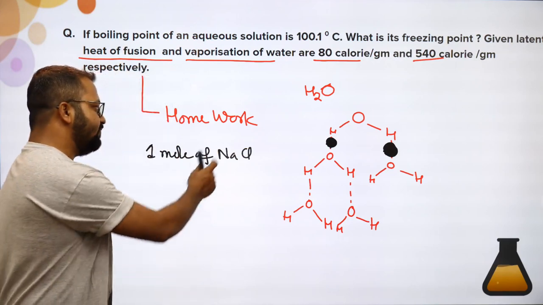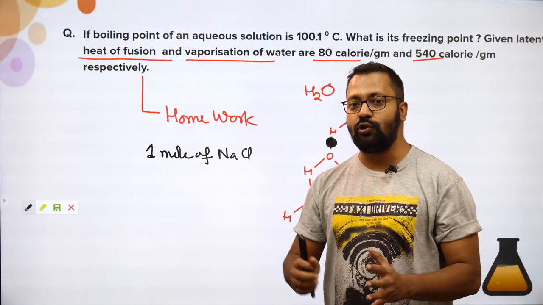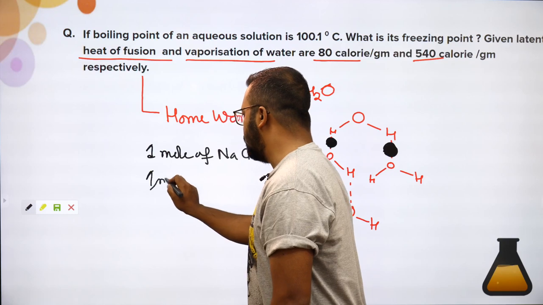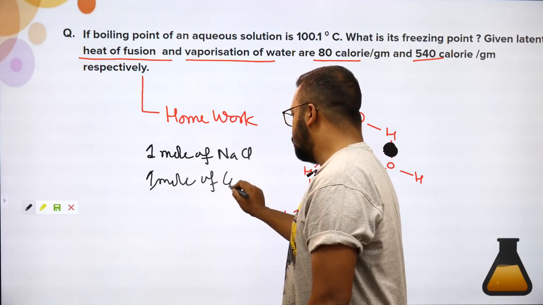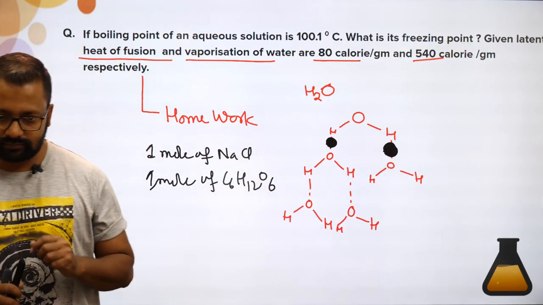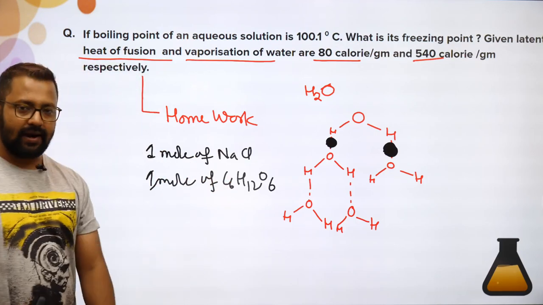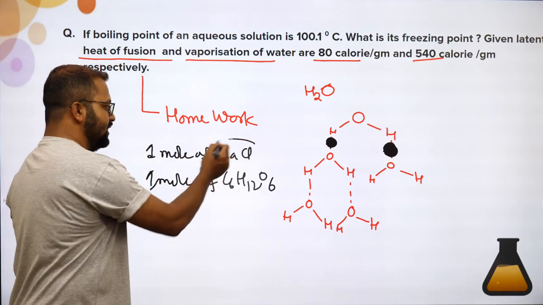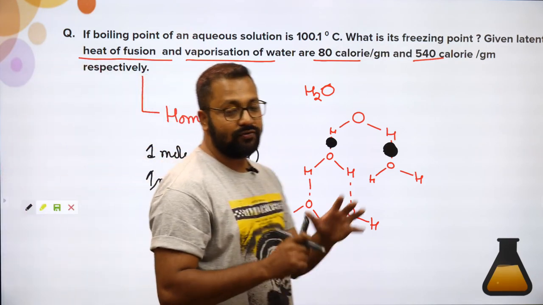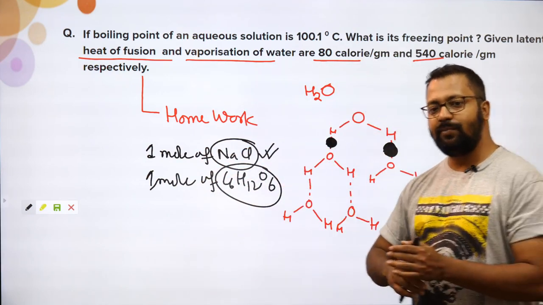Van't Hoff factor. If I take 1 mole of NaCl, 1 mole of NaCl effectively produces 2 moles of particles, because 1 Na+ and 1 Cl-. But if I take 1 mole of glucose, then the number of particles produced will be only 1 mole of particles. So this involves the concept of Van't Hoff factor. If I look at the extent of disruption, NaCl will disrupt more and glucose will disrupt less.